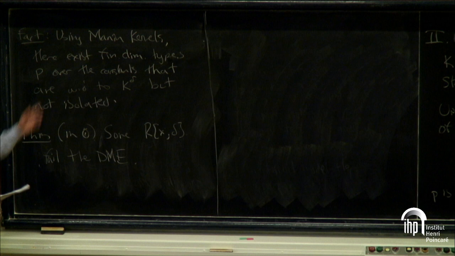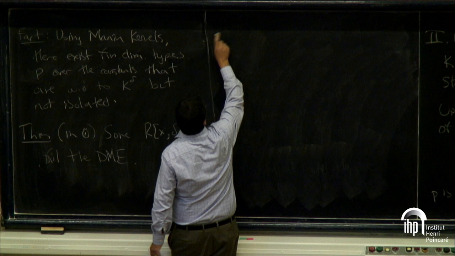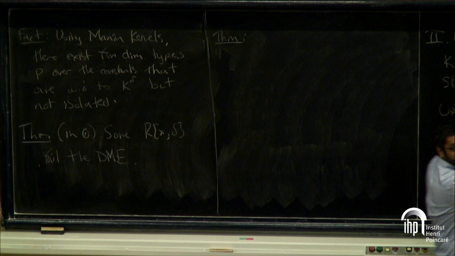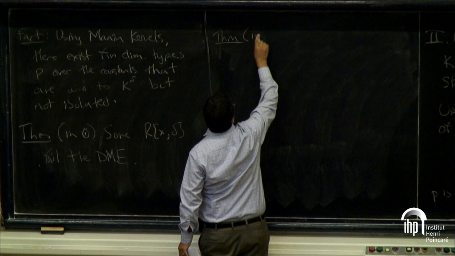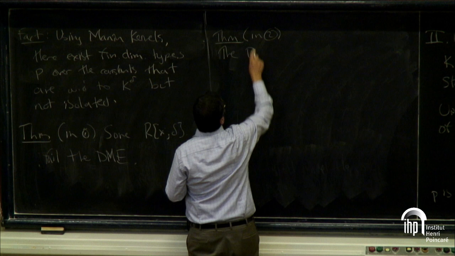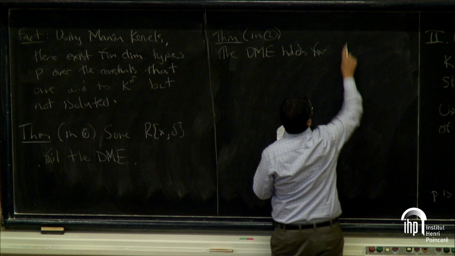Okay, but you can also get positive things from this, at least about such A's, from this dictionary. You can work also to prove positive results this way. And so let me state the second theorem. So this is what happens in two. And let me just say the DME holds for Hopf extensions.